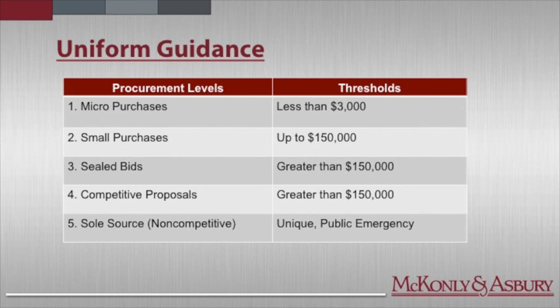The guidance specifically identifies 5 levels of procurements that need to be addressed within your policy. Those are known as micro purchases, small purchases, sealed bids, competitive proposals, and sole source. The vast majority of the organizations that Gary, Janice, and I have worked with, their procurements will fall in categories 1, 2, and potentially 5.